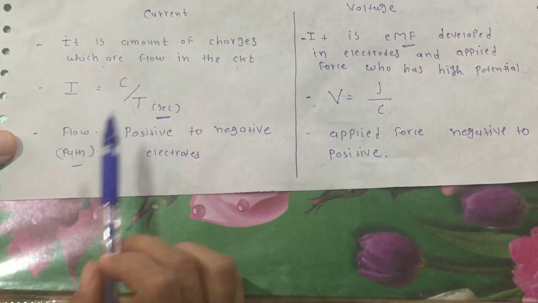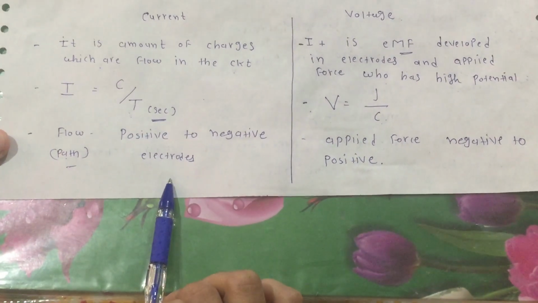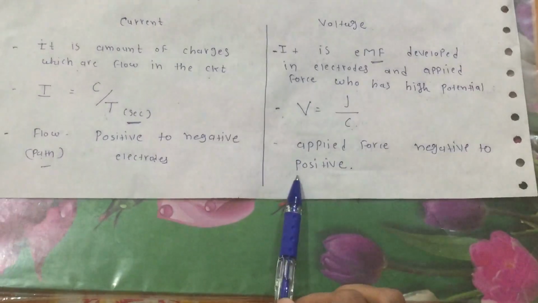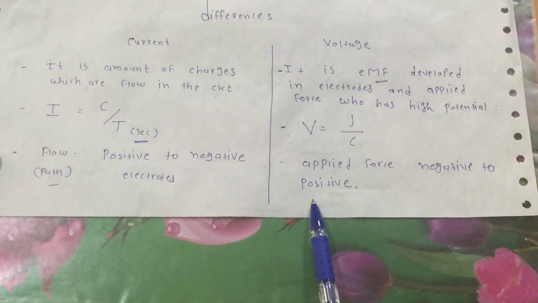The path of the current is from positive to negative electrodes, and the voltage is applied force, which is from negative to the positive side.